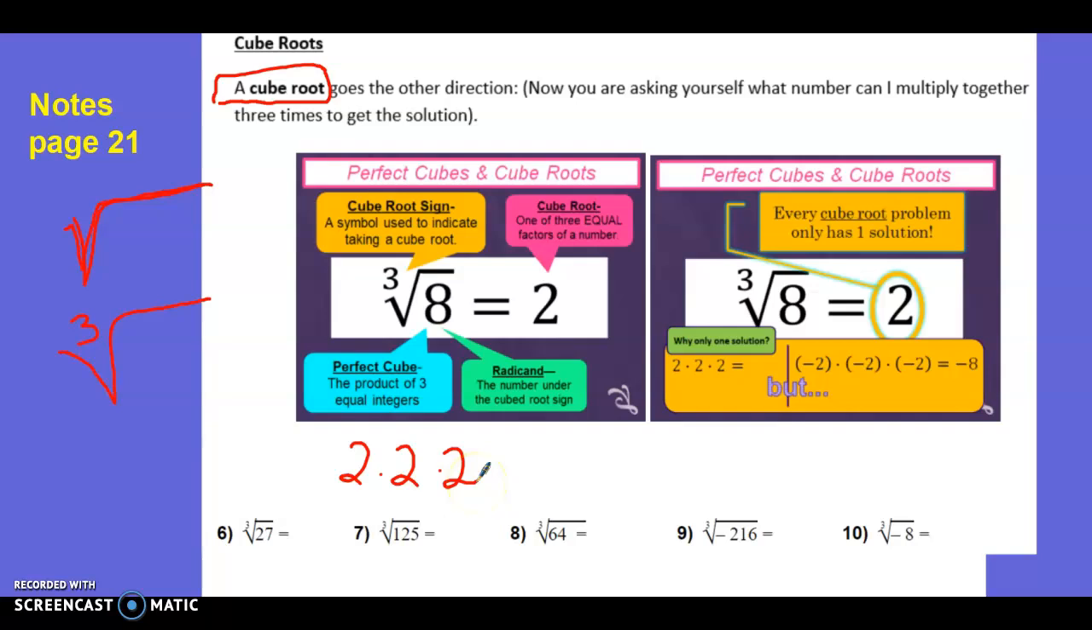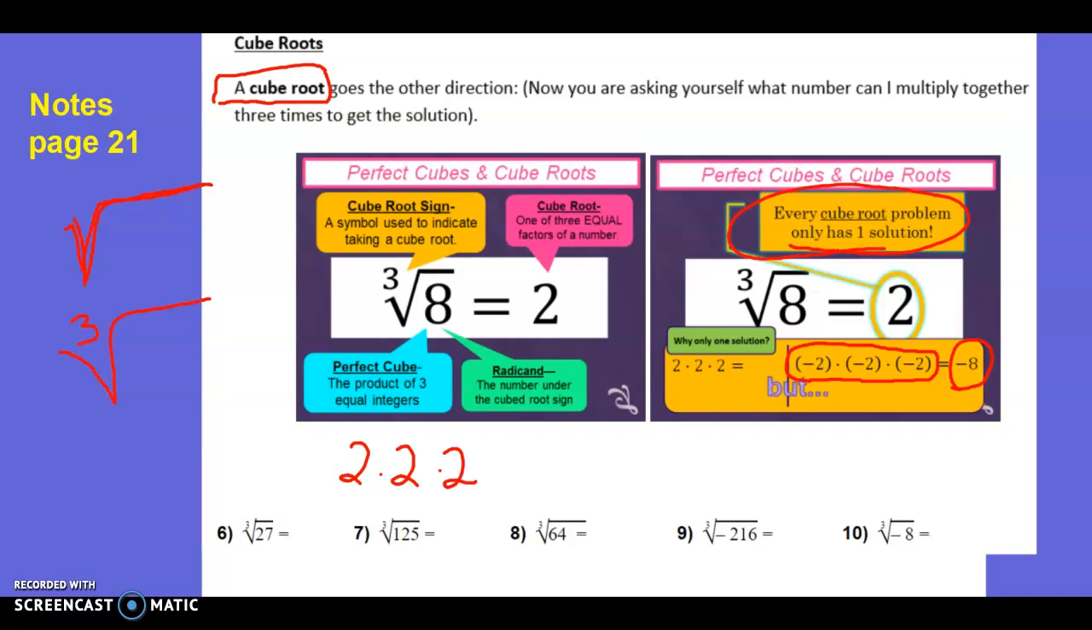Now, with cube roots, you only have one solution. We talked about with square roots how there are actually 2 solutions, a positive and a negative. But cube roots are a little bit different. There is only one number when I take the cube root that would give me that. 2 times 2 times 2 is 8. But if you think about it, negative 2 times negative 2 times negative 2 would be negative 8, not positive 8. So there's only one solution when we take the cube root. But it is possible that that solution could be a negative number.